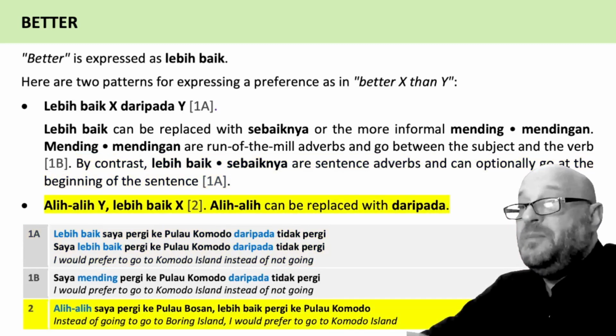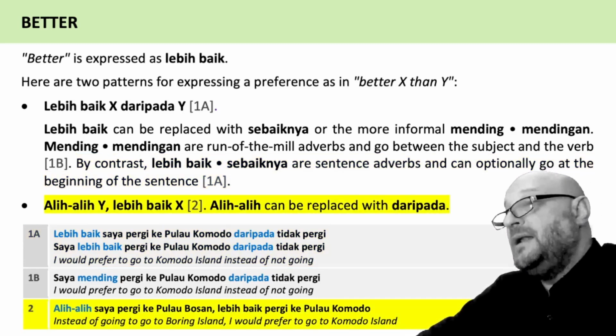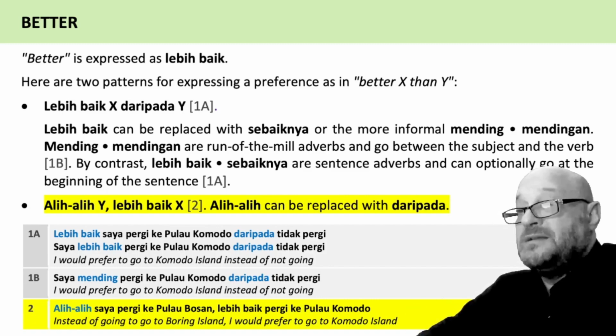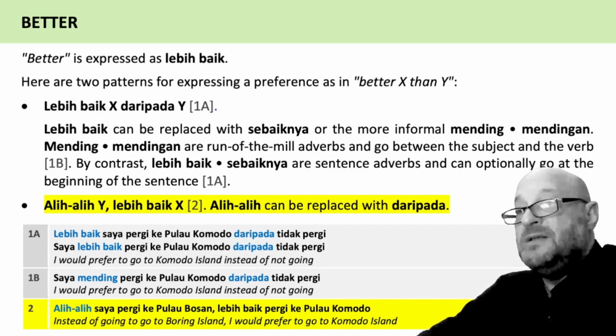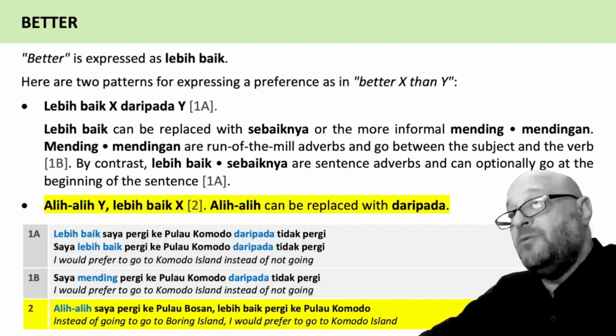Alih-alih, lebih baik. Alih-alih can be replaced with daripada. I mean instead in this context. Example 2, alih-alih saya pergi ke Pulau Bosan, lebih baik pergi ke Pulau Komodo. Instead of going to Boring Island, I would prefer to go to Komodo Island.